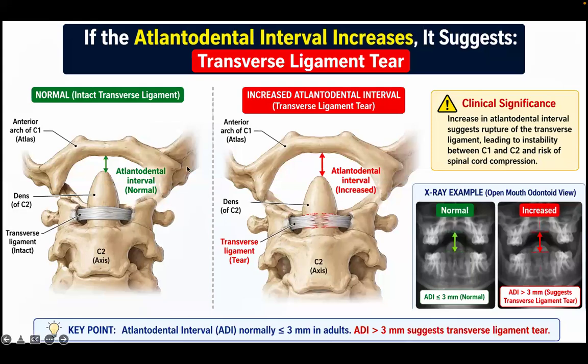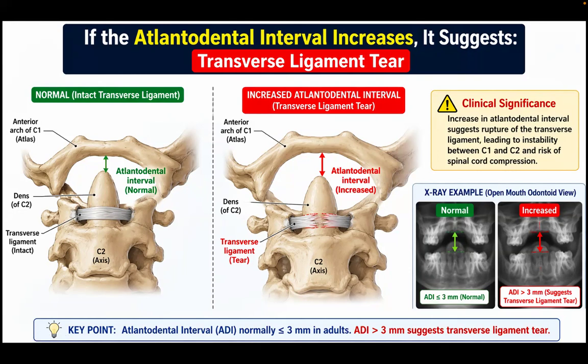So, how can we know about a transverse ligament tear? If the atlanto-dental interval increases, it suggests a transverse ligament tear. This is the anterior arch of C1, atlas, and the dens of C2. The distance between them is the atlanto-dental interval, which is less than or equal to 3 mm in adults. If the atlanto-dental interval is more than 3 mm, it may be a transverse ligament tear.